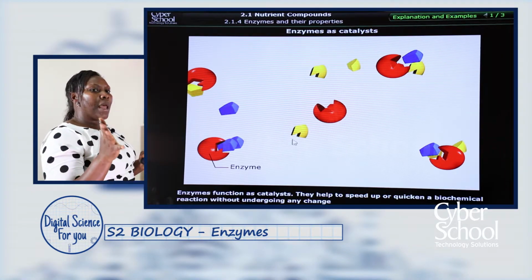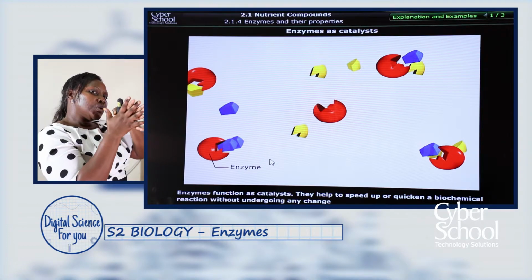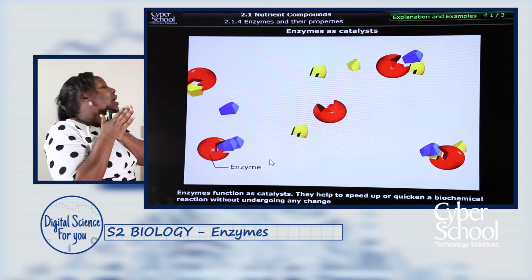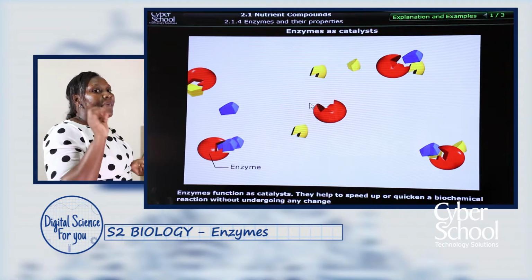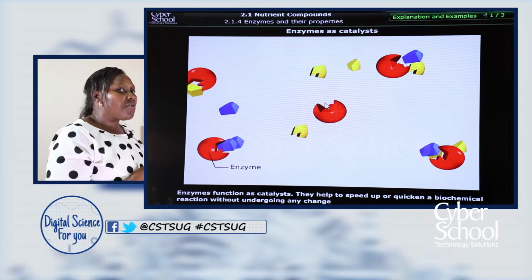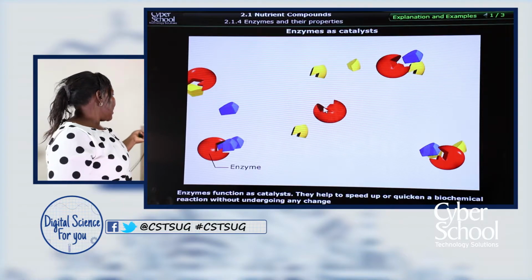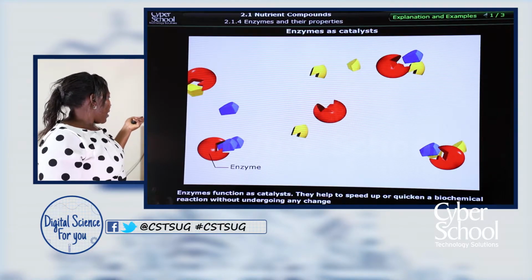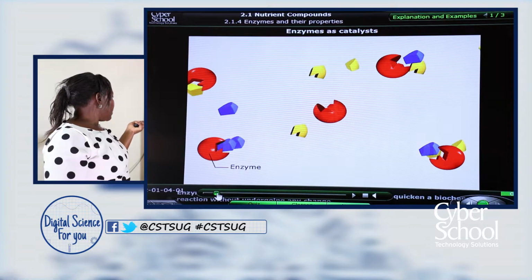Now, that substrate must be complementary to the enzyme. It must fit to the active site of the enzyme. If it does not fit, if it is not complementary, then the reaction will not take place. So let us continue and see right there.